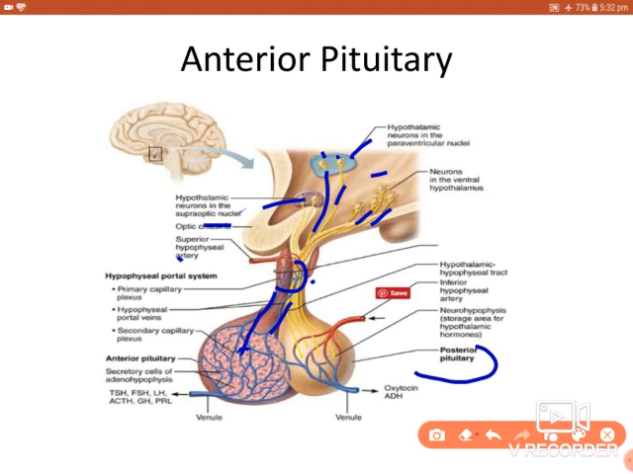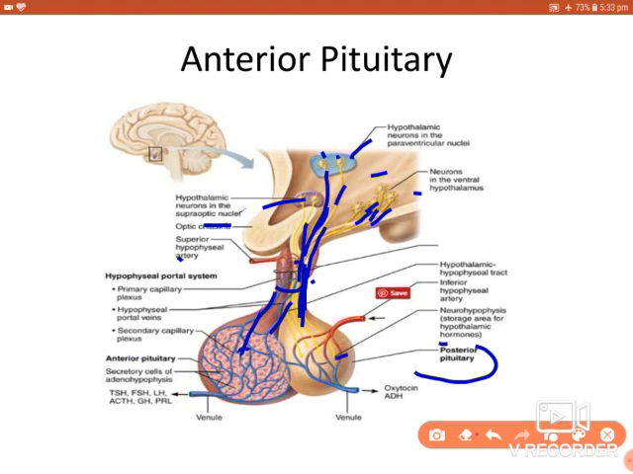These are from the ventral part of the hypothalamus. These are the axons, the unmyelinated nerve fibers, going towards the posterior pituitary. That forms the hypothalamo-hypophyseal tract. Then see this distal part where you can see this dilated area.